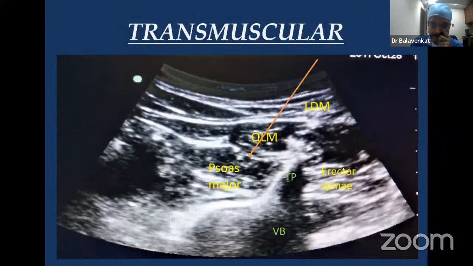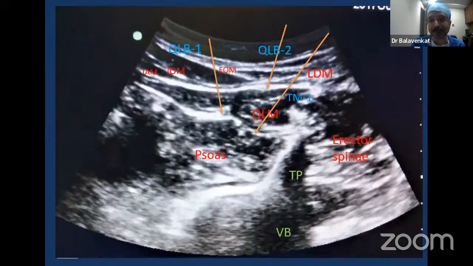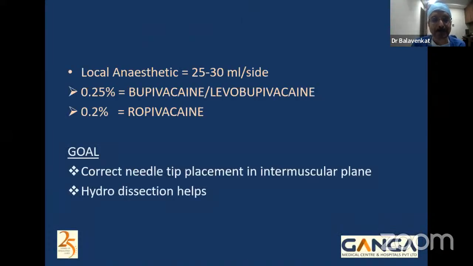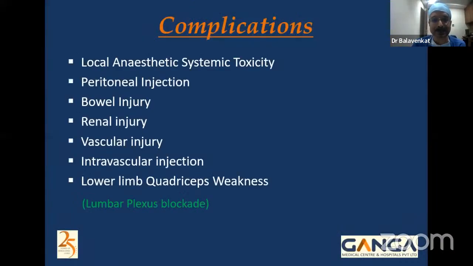So this is the transmuscular QL. And I would urge that if you work on placing the drug between the QL and psoas, and if you master it initially, this will be a great advantage to your patient in most of the abdominal procedures. And the volume that you need is about 20 to 25 ml that we deposit.